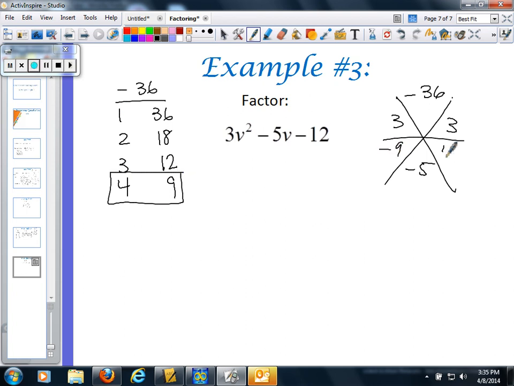Negative 9 and positive 4. 3 over 4 is a fraction that can't be simplified, so I have 3b plus 4. 3 over negative 9, however, can be simplified. It's 1 over negative 3. So that means the other factor is b minus 3. And there's my answer.